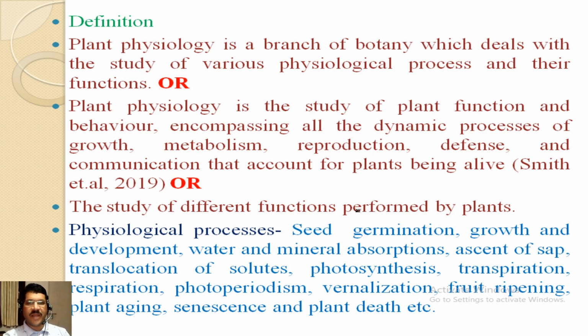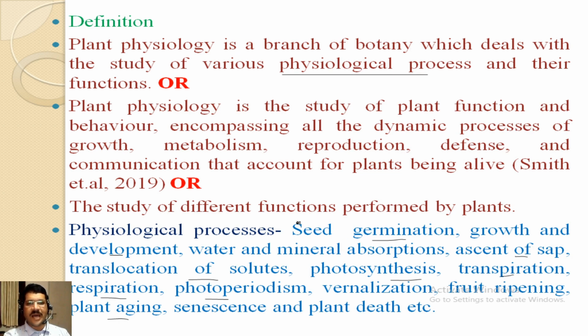Plant physiology is a branch of botany which deals with the study of various physiological processes and their functions. So this is a very simple definition of plant physiology. Which are those physiological processes? There are different types of physiological processes including seed germination, growth, development, water and mineral absorption, ascent of sap, translocation of solutes, photosynthesis, transpiration, respiration, photoperiodism, vernalization, fruit ripening, plant aging, senescence and plant death.